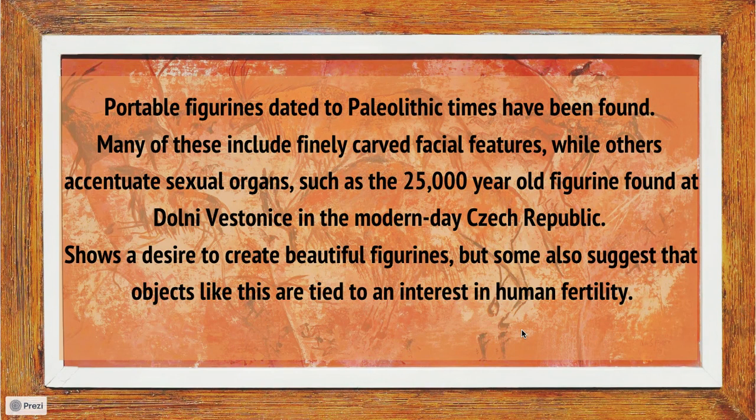All right, so portable figures dated back to Paleolithic times have also been found. We see a lot of carved facial features. Many of the statues accentuate sexual organs, especially on the women. They date back to 25,000-year-old figurines, the Venus statues we see in modern-day Czech Republic. And these Venus statues are actually all over the place. All this says is that there's this desire to create beautiful things, right? And it also suggests maybe the importance of the female form or the male form, or fertility and religion, all these different things.